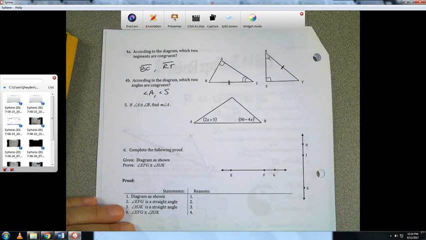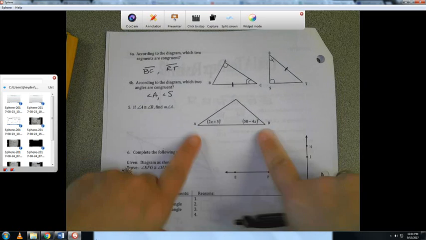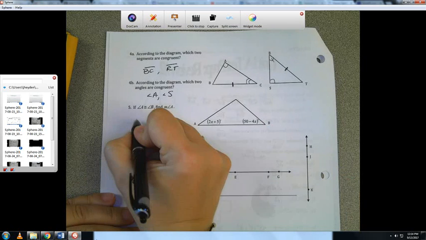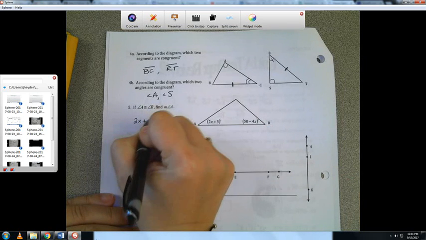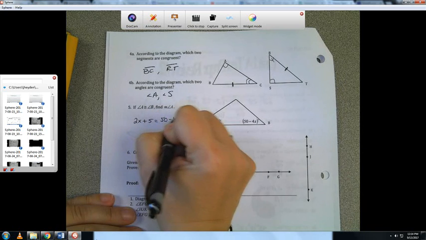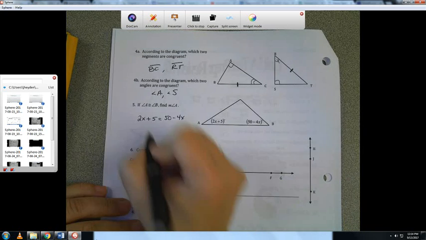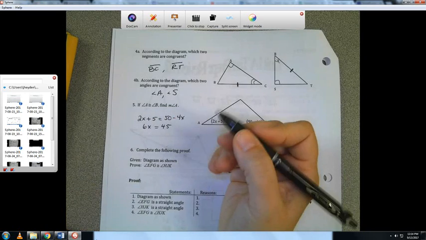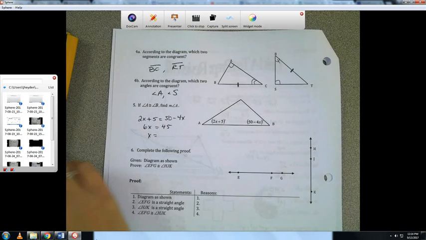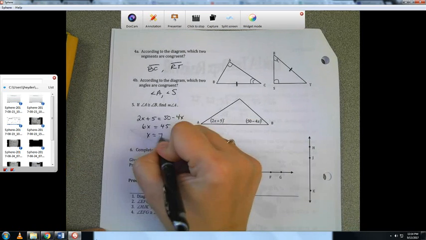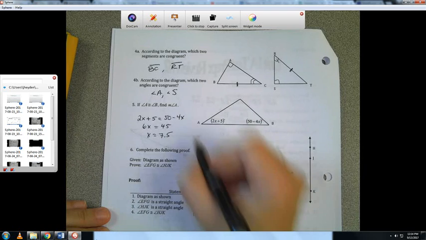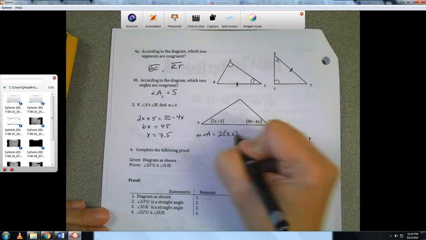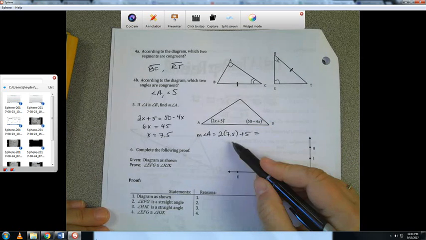Next one. If A is congruent to B, which means these are the same measure, what is angle A? Well, algebraically, I'm going to go 2x plus 5 equals 50 minus 4x. Add 4x to both sides. Subtract 5 from both sides. I get 6x equals 45. X equals 7.5. And then the measure of angle A would be 2 times 7.5 plus 5. So what is that? 15 plus 5? 20 degrees.